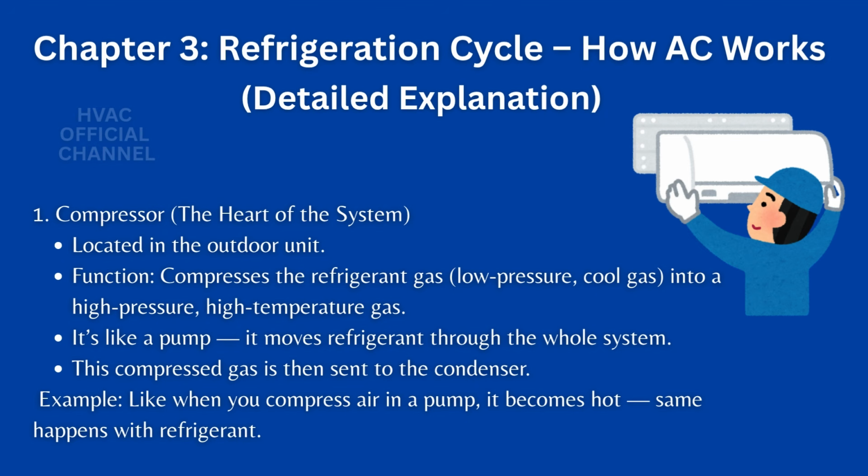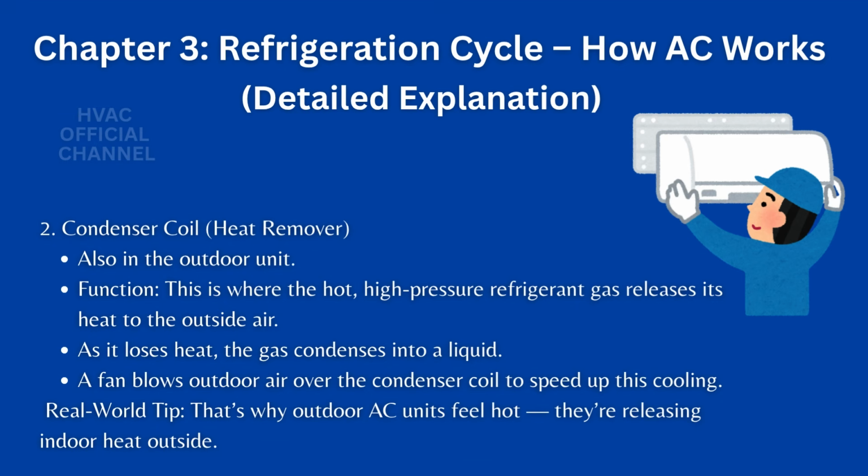Example, like when you compress air in a pump. It becomes hot. Same happens with refrigerant. 2. Condenser coil, heat remover. Also in the outdoor unit. Function: this is where the hot, high-pressure refrigerant gas releases its heat to the outside air. As it loses heat, the gas condenses into a liquid. A fan blows outdoor air over the condenser coil to speed up this cooling. Real-world tip. That's why outdoor AC units feel hot. They're releasing indoor heat outside.